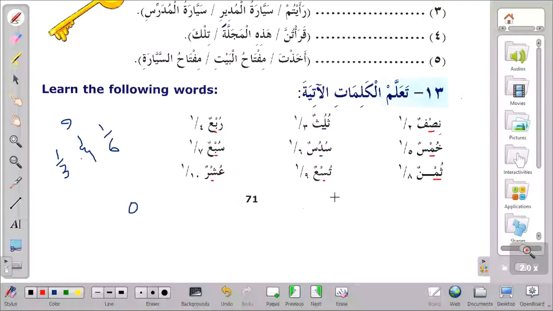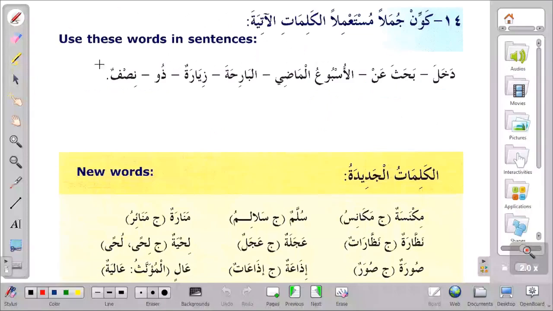Okay. Now let's look at the last part here. Make sentences using the following words. They have given us these words: dakhala, bahatha an, al-usbu'ul madi, al-barihata, ziyaratun, zu, nisfun. Use them to make sentences. It doesn't have one particular answer, so this is relative. You can use them to form any sentence of your choice.